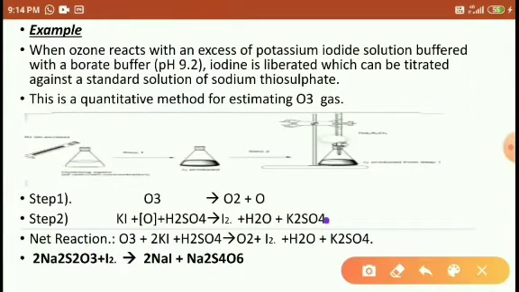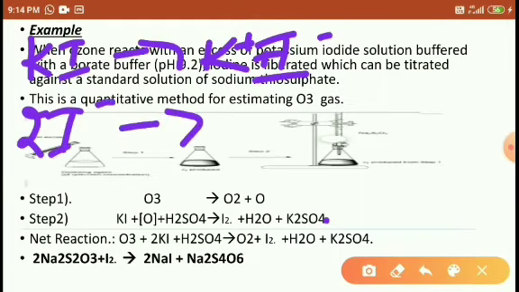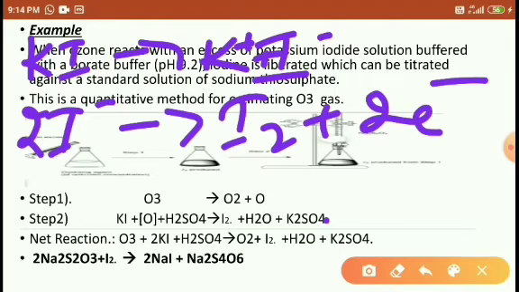Right, students? Understood? Okay, once again I will tell you: potassium iodide dissociates into potassium and iodide, K plus and I minus. So 2I minus form I2, releasing 2 electrons.